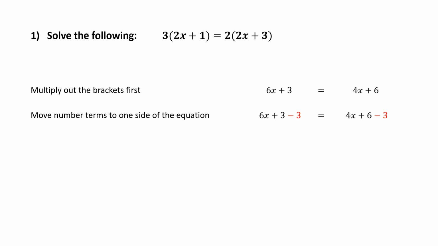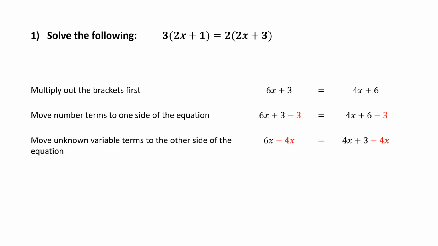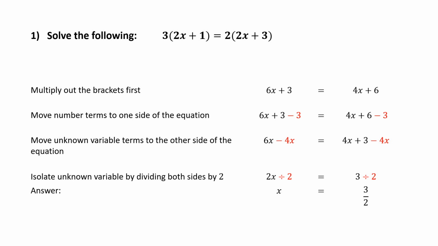Now we want to move the x terms to the left-hand side. So to do this, we're going to subtract 4x from both sides. This is going to give us 2x on the left-hand side and plus 3 on the right-hand side. Now that we have this, our next step is that we need to divide both sides by 2 to get x by itself. So we're going to have x is equal to 3 over 2 as our final answer.